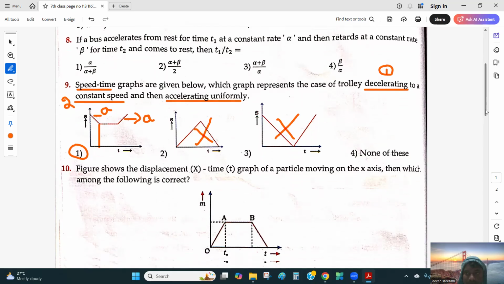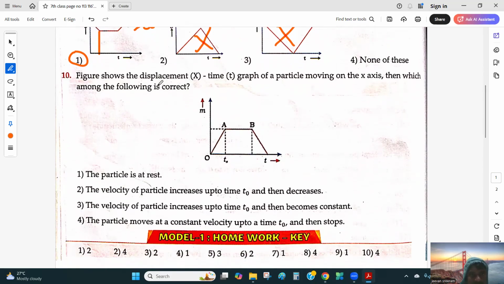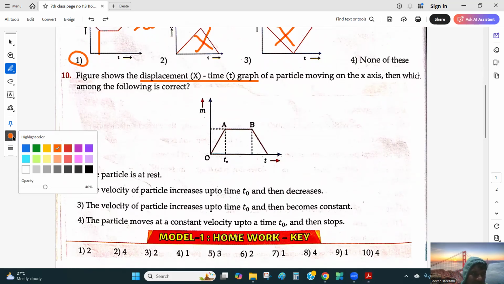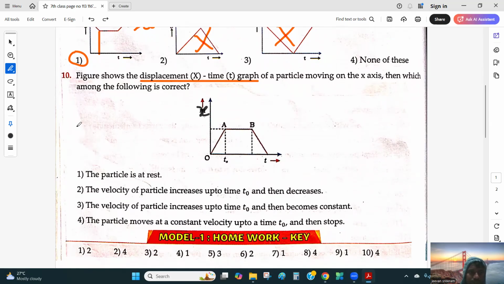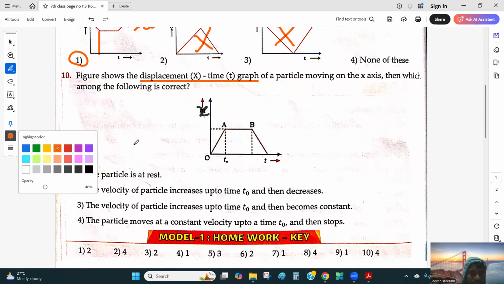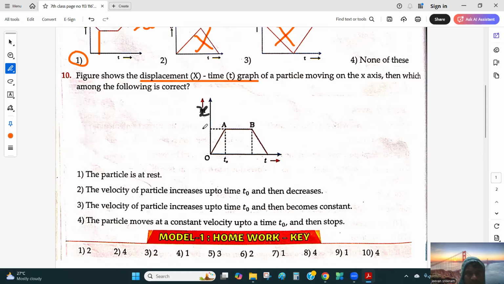So the 10th question, let's see. You got a displacement-time graph, with displacement on the y-axis and time on the x-axis, right? Then which among the following is correct? Until t naught, displacement is increasing, so it must be a constant speed, constant velocity.